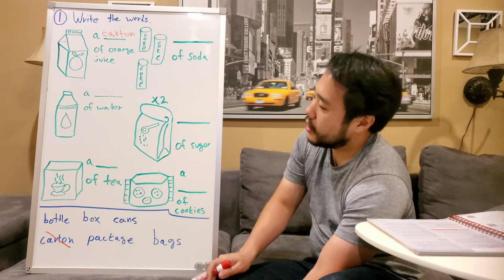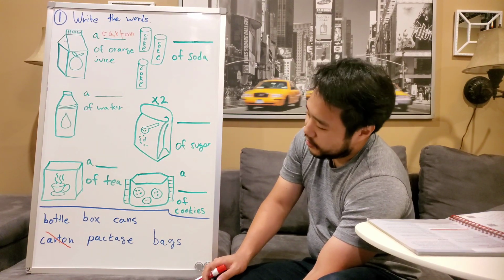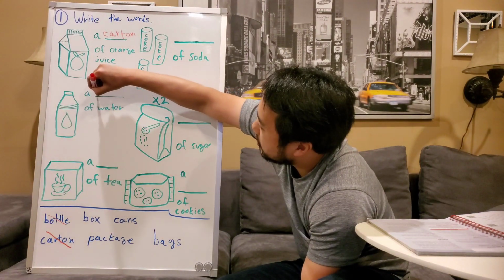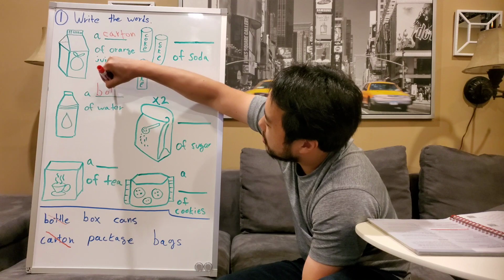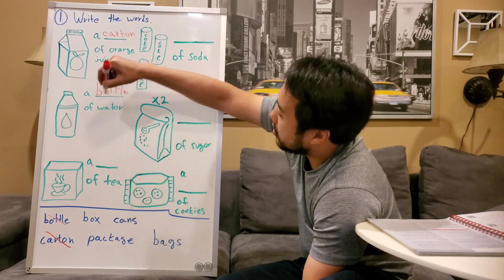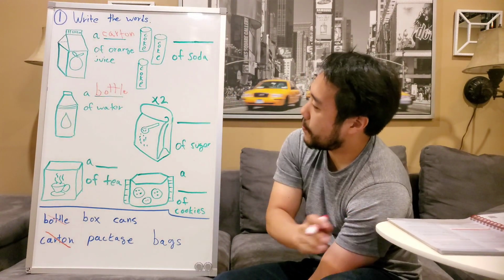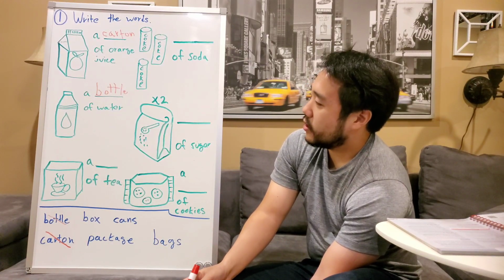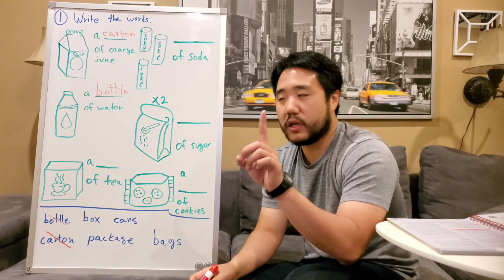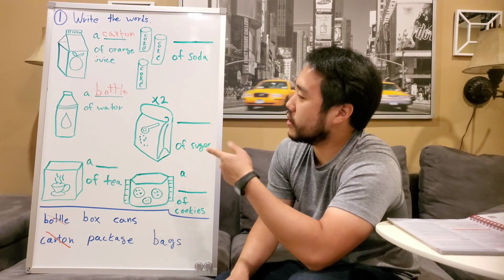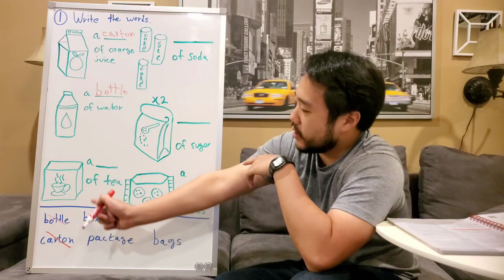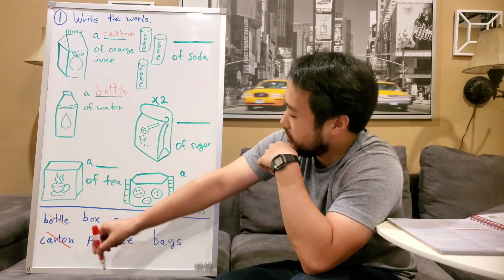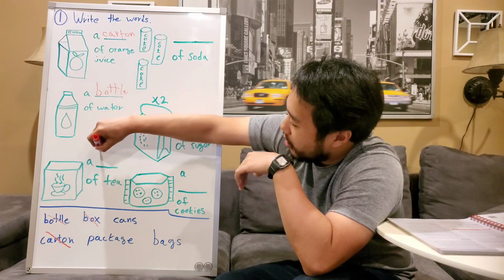Now for water, we can say it's a bottle. So it's a bottle of water, right? Just one bottle. So we can say a bottle of water, because there's no such thing as one water. So we have to use a measuring unit, a bottle of water. What about this? This looks like a box to me. So here we say a box of tea.